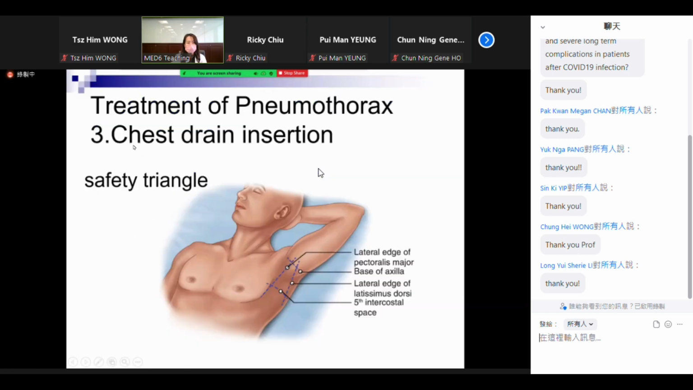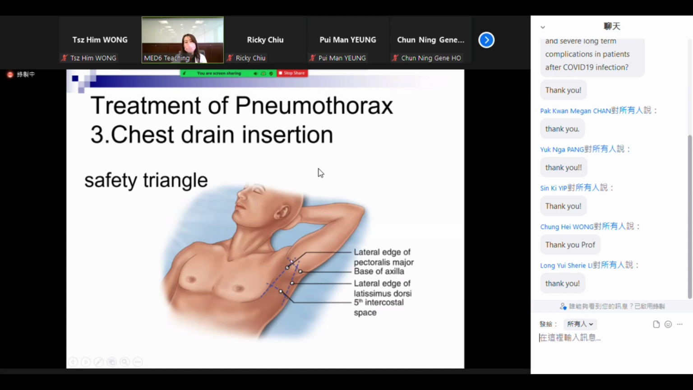So the third treatment is chest tube insertion. First of all, you have to know where to put the chest tube. Of course, when you read the chest X-ray, you have to identify whether this is a right side or left side pneumothorax. For example, okay, this is a left pneumothorax. So when you decide to put in a chest tube, you have to know where you should put it. Where is the safety triangle? Please remember this safety triangle for your whole life.